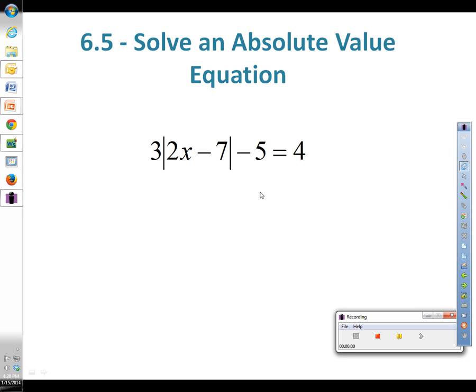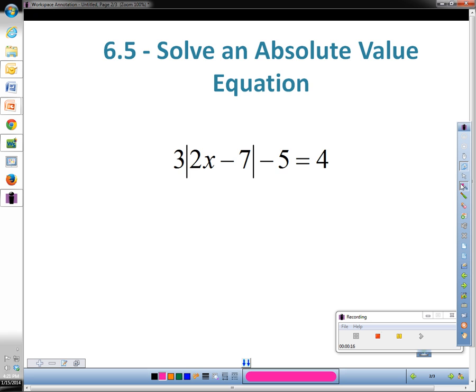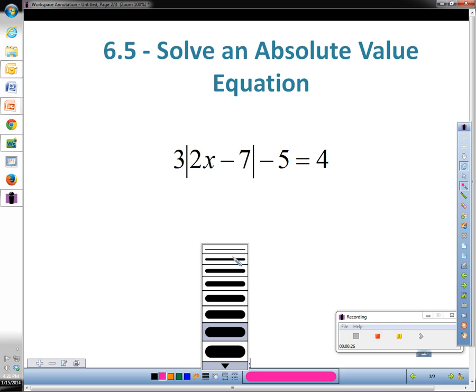In order to solve an absolute value equation, the first thing we have to do is isolate the absolute value on the left side of the equal sign. So in order to undo what's being done to the absolute value, the first thing we have to do is get rid of minus 5. So we do that by adding 5 to both sides.